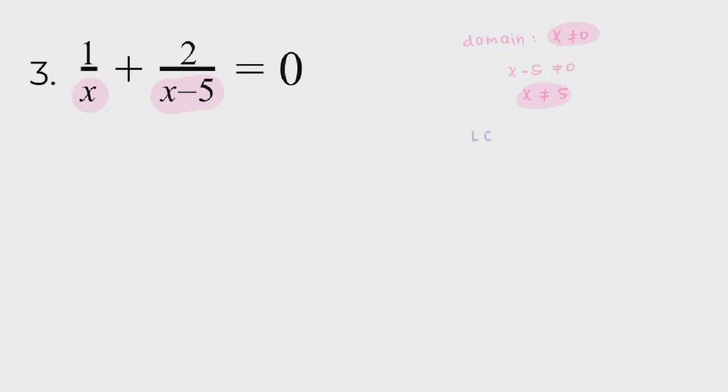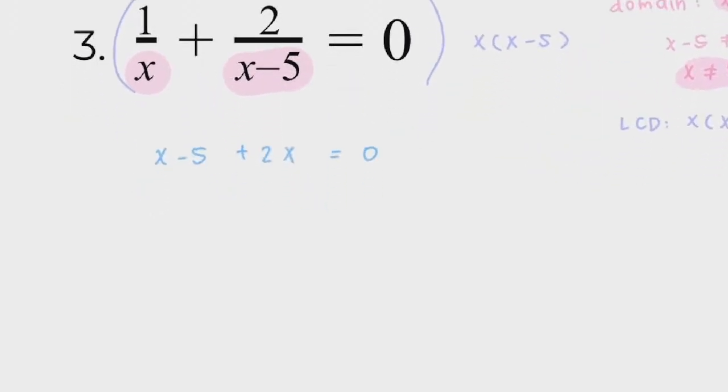Next we want to find the least common denominator. So for this problem it's going to be x times x minus 5. And we're going to multiply the entire equation by x times x minus 5. So then we get x minus 5 plus 2x equals 0. Next we're going to combine like terms, so we get 3x minus 5 equals 0. Add 5 to both sides. So 3x equals 5. Divide by 3. So x equals 5 over 3.